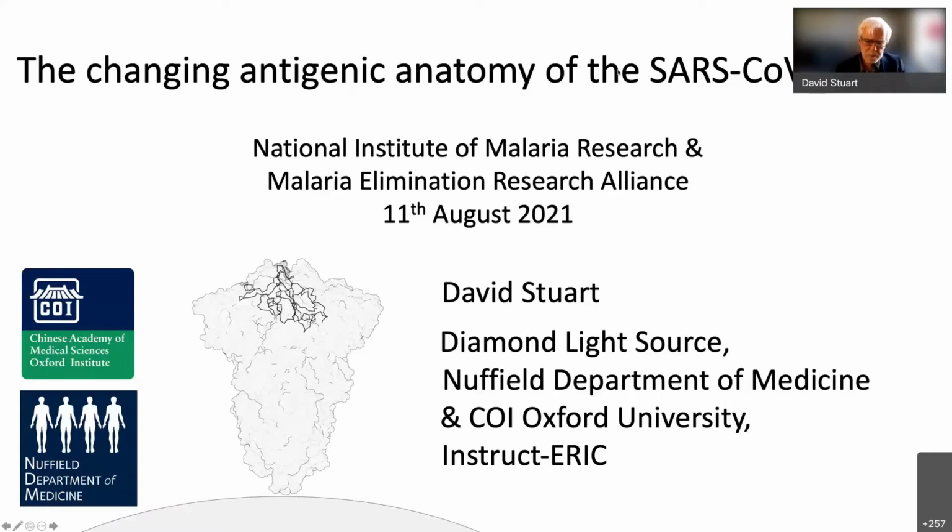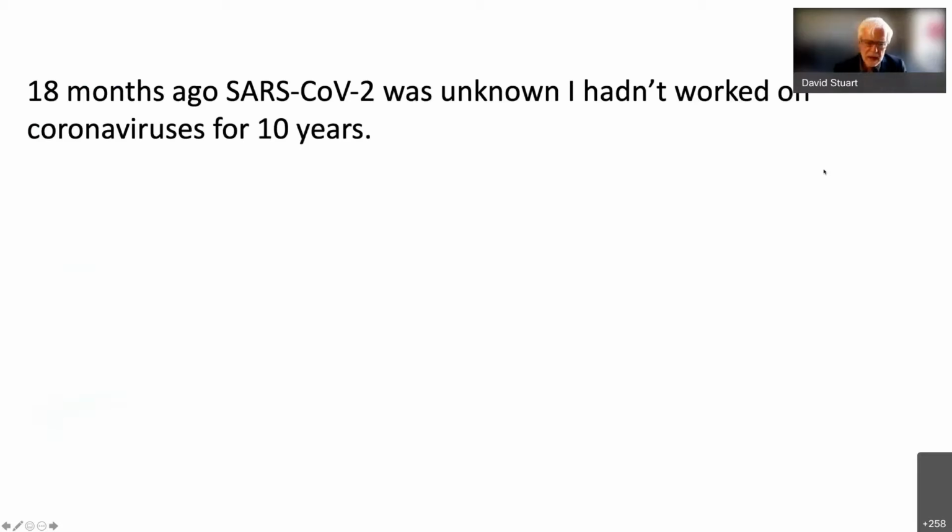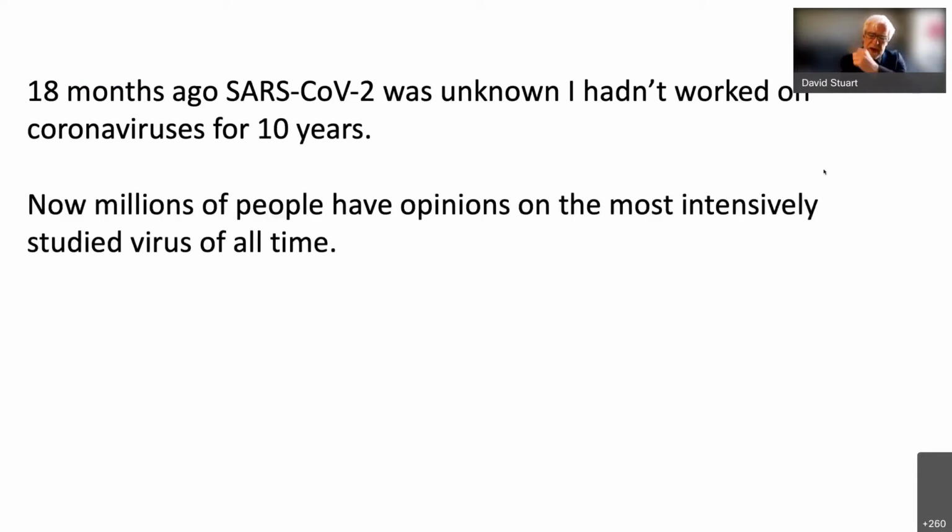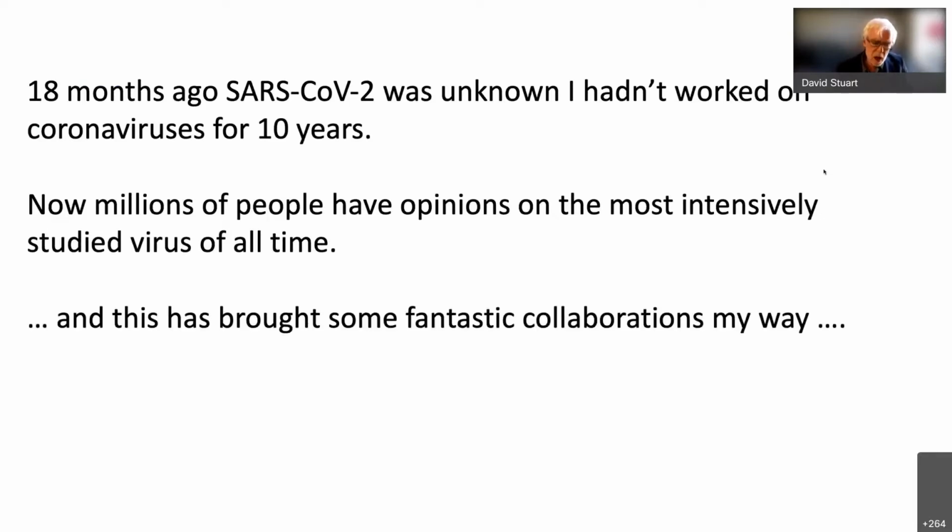About 20 months ago, the virus was essentially unknown, and it had been a long time since I'd worked on any coronaviruses. Now loads of people around the world have very strong opinions on this virus, and it's probably the most intensively studied virus of all time. It seems to be overtaking HIV at the moment.